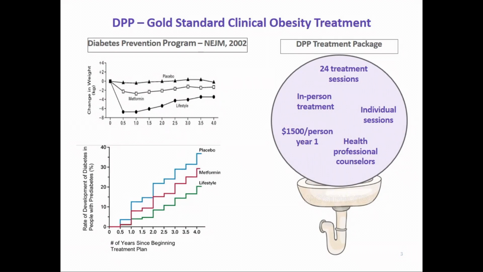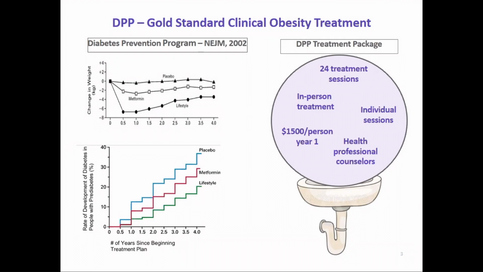This is an intervention that was tested in 2002 in a multi-site trial. It had outstanding results for patients with prediabetes. It caused greater weight loss than placebo and also than metformin, and it delayed the conversion of these individuals from prediabetes to diabetes. So what exactly is the DPP? What is in the treatment?